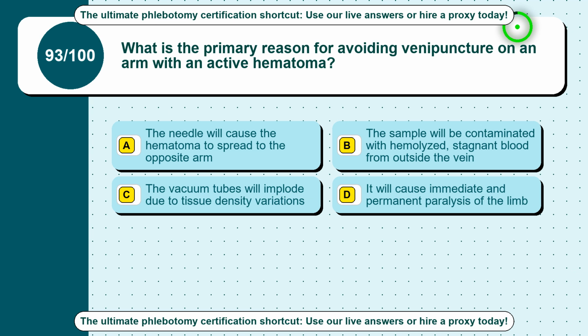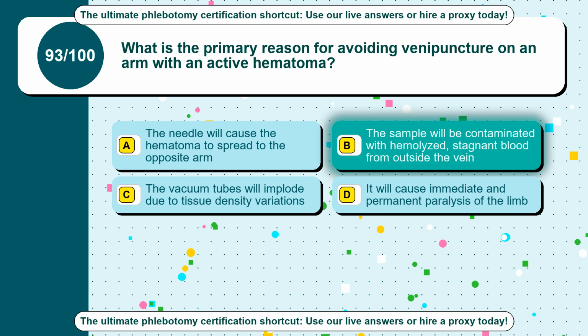Question 93. What is the primary reason for avoiding venipuncture on an arm with an active hematoma? Option A, the needle will cause the hematoma to spread to the opposite arm. Option B, the sample will be contaminated with hemolyzed, stagnant blood from outside the vein. Option C, the vacuum tubes will implode due to tissue density variations. Option D, it will cause immediate and permanent paralysis of the limb. The correct answer is option B, the sample will be contaminated with hemolyzed, stagnant blood from outside the vein.